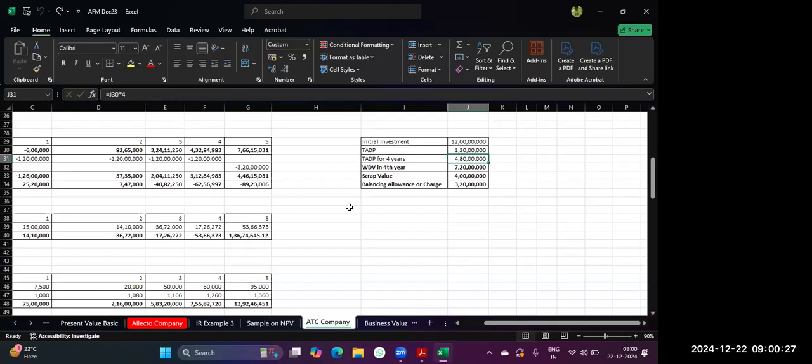Because the opening balance of WDV is of year 4, right? Understood? Technically, you're charging depreciation, but what happens is the opening balance of the fourth year less the selling value is something that goes over here. So it has a nil effect if we take the balancing allowance portion. Correct, sir. Correct.